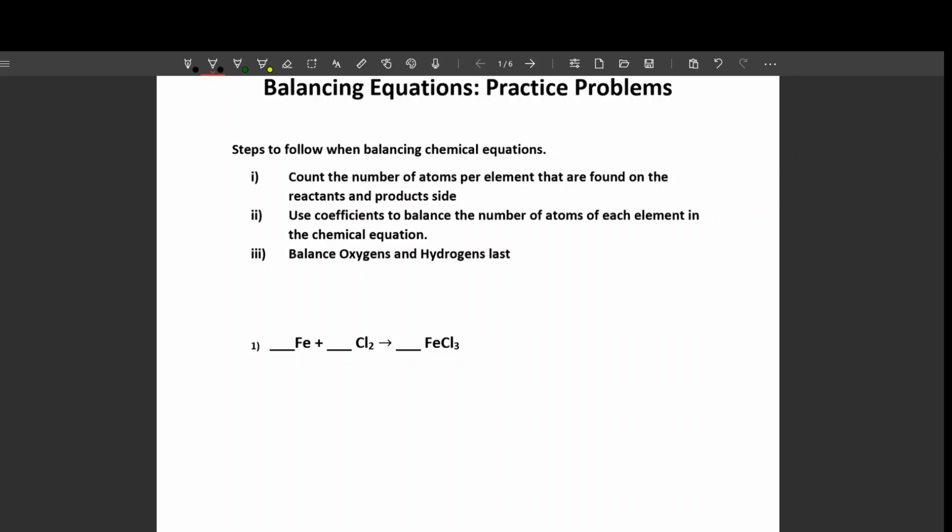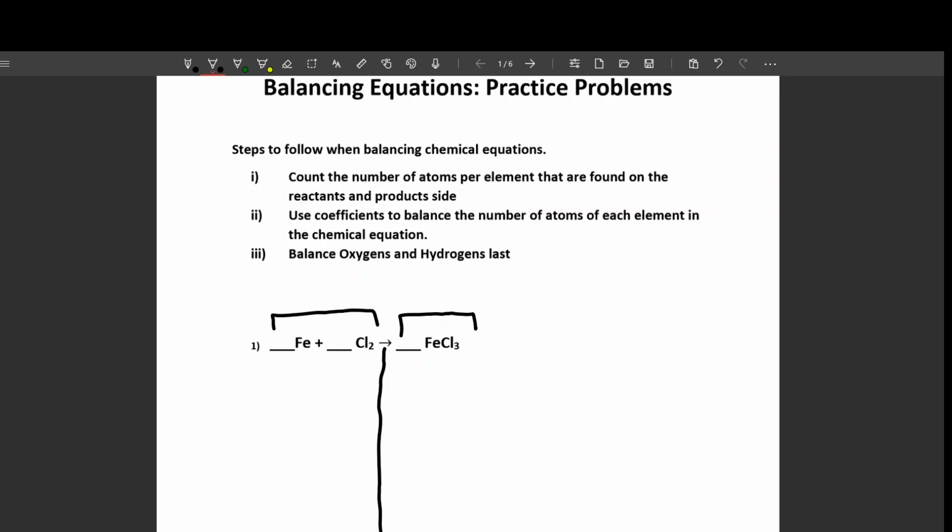Okay, so when balancing equations, I like to basically draw a vertical line underneath the arrow. And basically, this vertical line helps to separate the reactants from the products. Okay, so let's look at step one. Step one is count the number of atoms per element, right? So how many elements do we have here?